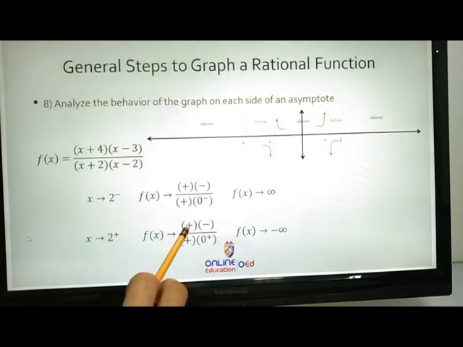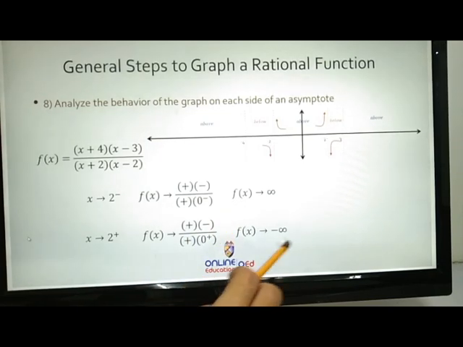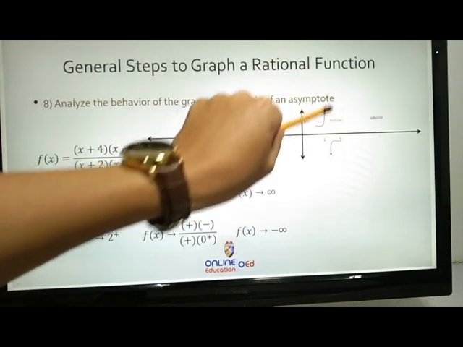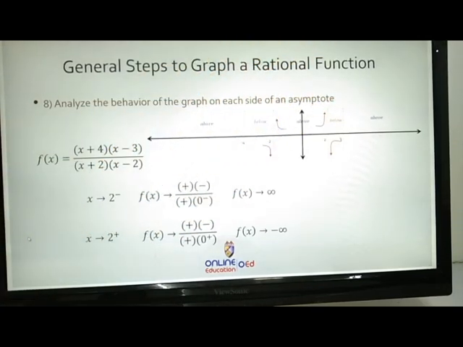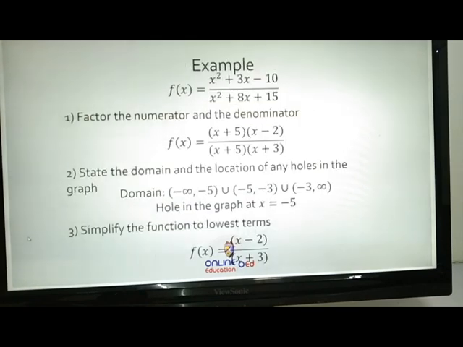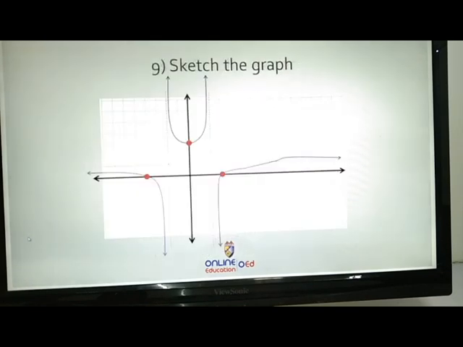So, we have f of x. So, positive times negative is negative. And positive times positive is positive. So, we have negative over positive is negative. So, f of x is negative infinity. Okay? So, ito yun yung graph niya. So, this is how you sketch the graph.